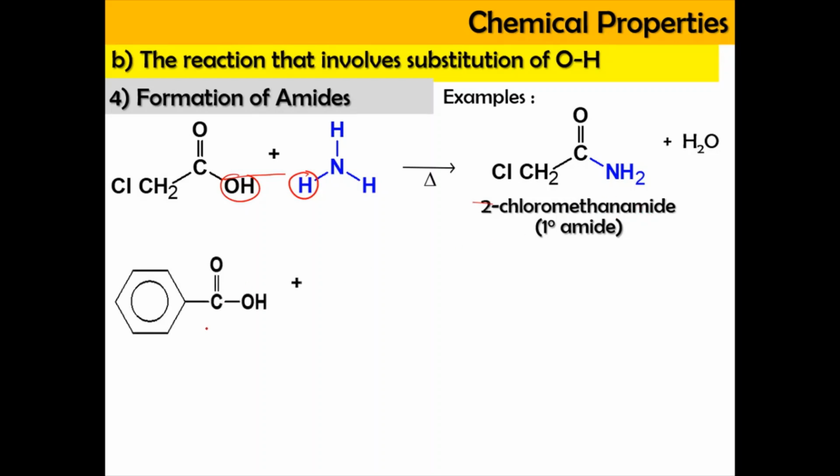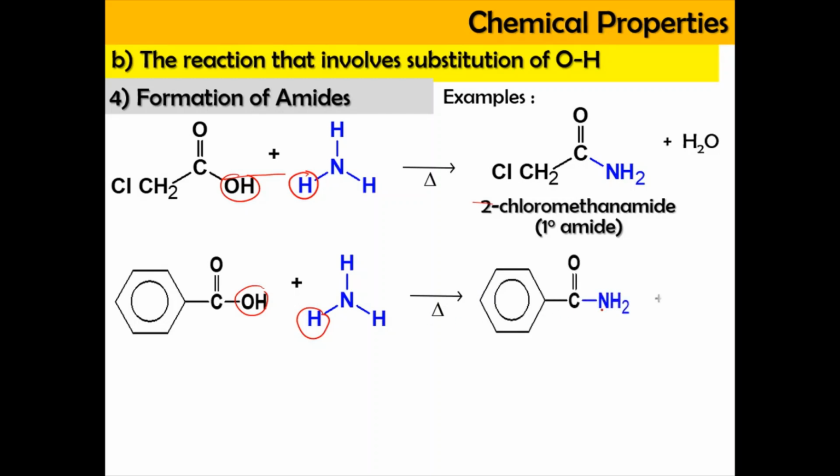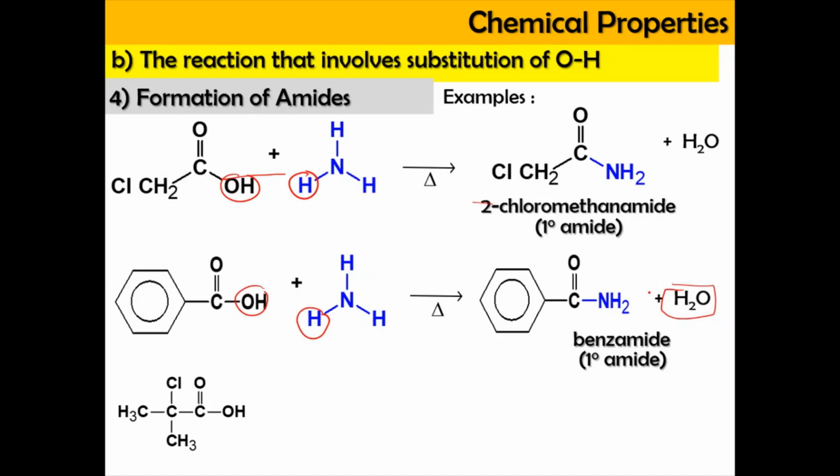Next, we have a benzoic acid reacting with ammonia. So the same thing, OH and hydrogen are going to be removed, and then this is going to link with NH2. Okay, and this is known as benzamide, which is also a primary amide, and the byproduct here is going to be water.